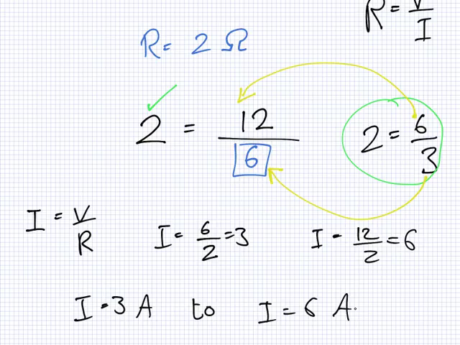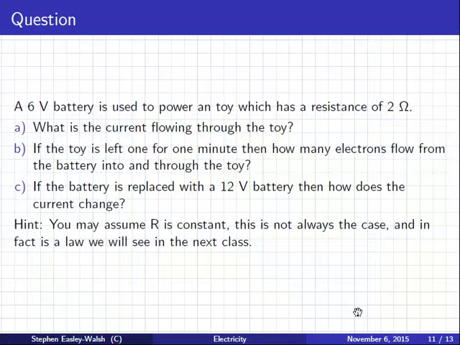Yeah? Can you repeat that question? Yep. The battery is replaced with a 12 volt. Yeah. Battery is, I think it means 6 volts with 12 volts connected. No, replaced. Replaced means swap. Means what? Yeah, yeah. Not extra. Yeah? Did you write that answer down for part C? Yeah.